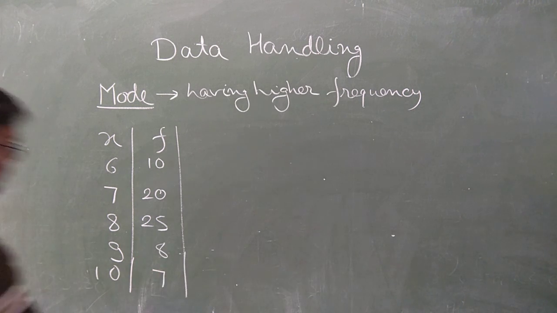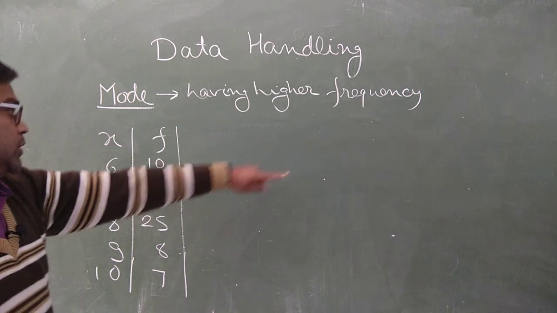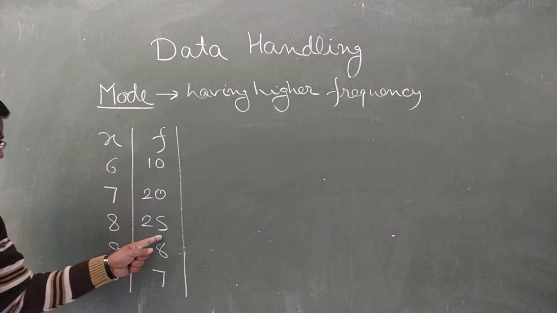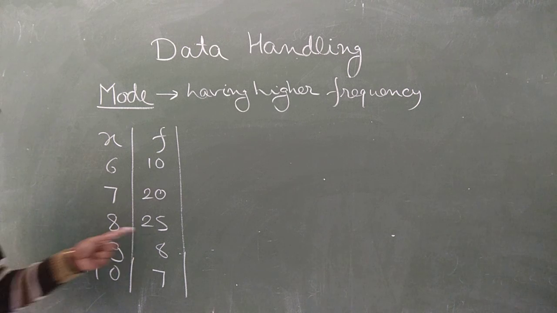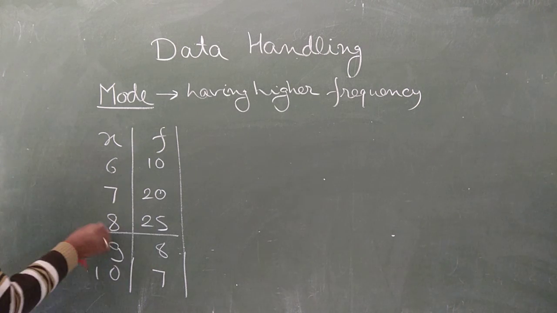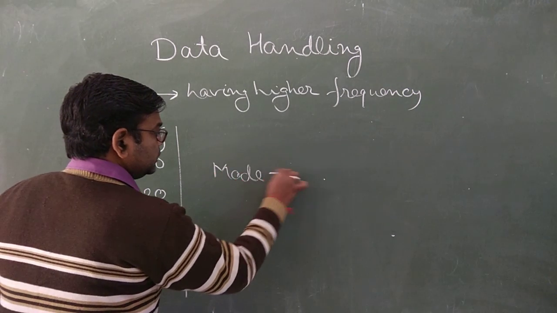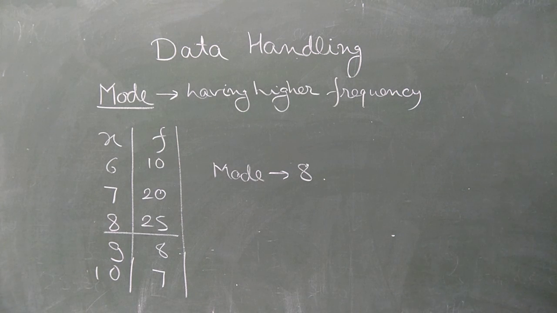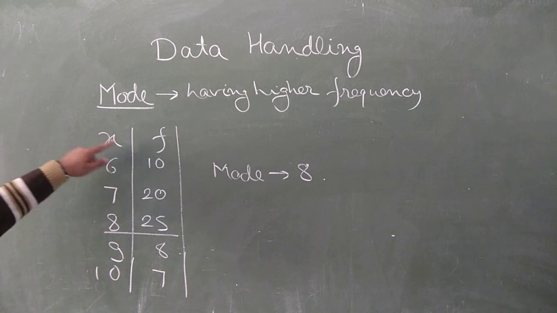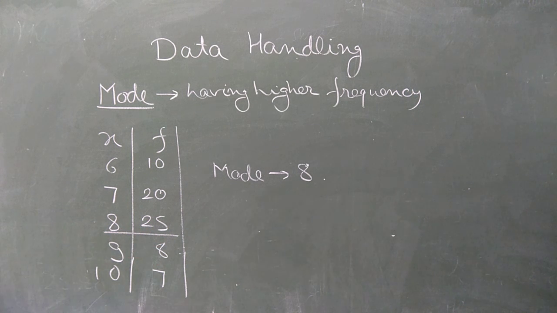From this we can easily find the data having the higher frequency. Which frequency is highest? 25. So what is the mode? 25? No, this is the frequency. The mode of this data is 8. In this collection of data, the mode is 8. This means the mode is the value of x, not the frequency. Hope this is clear to you.